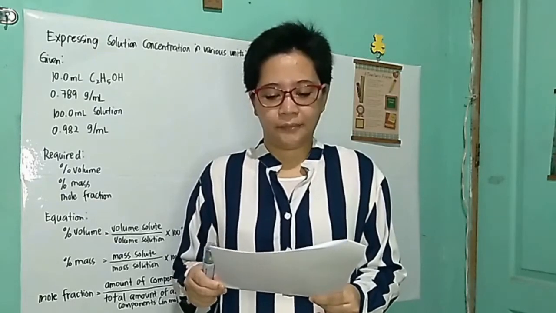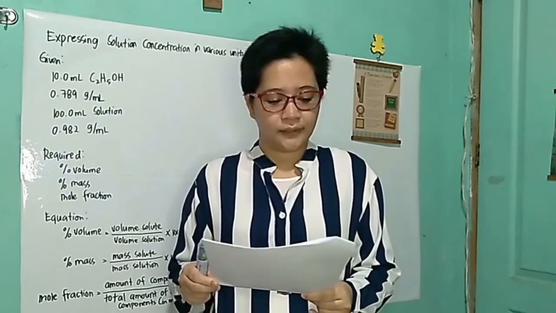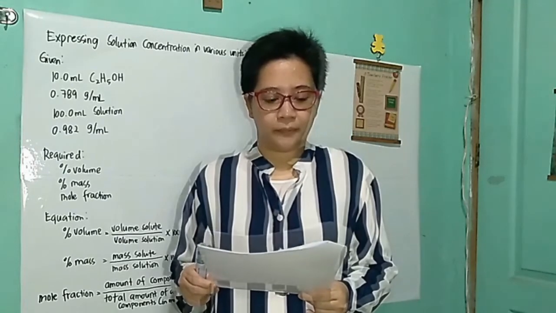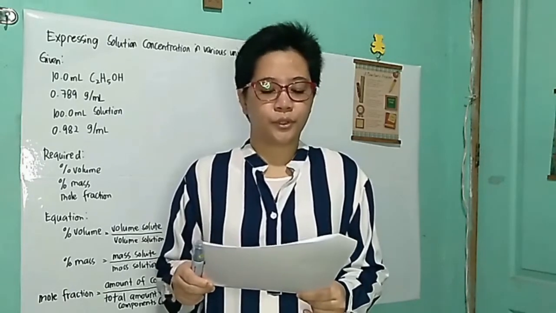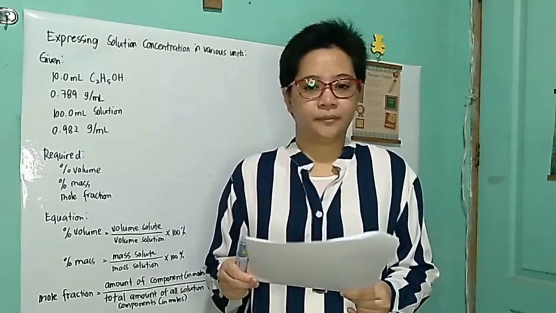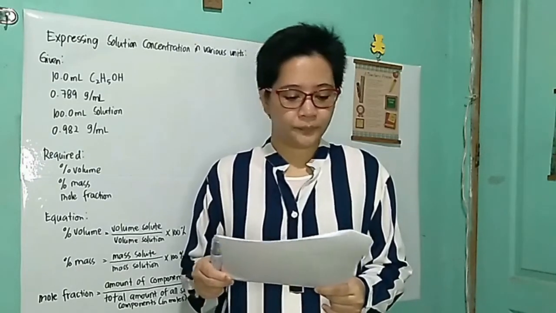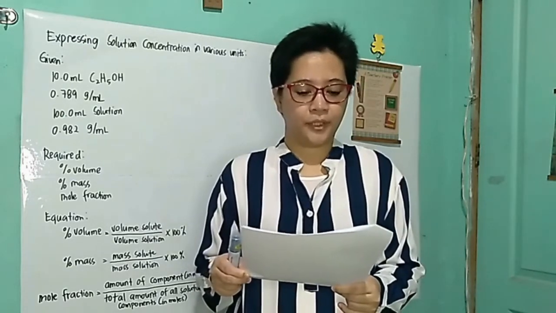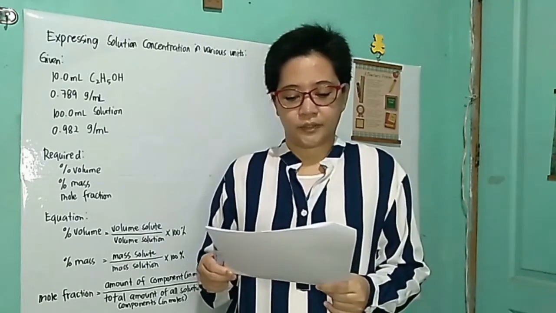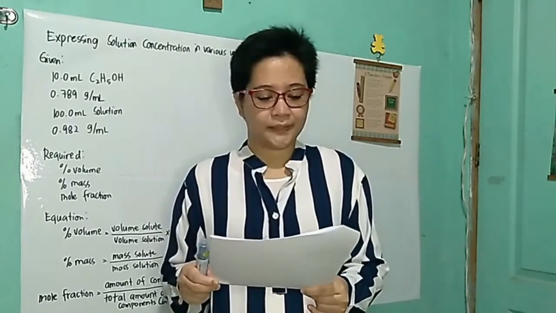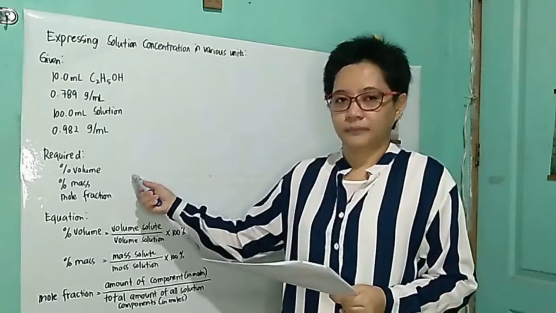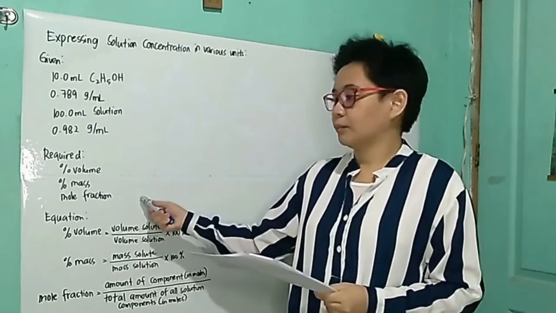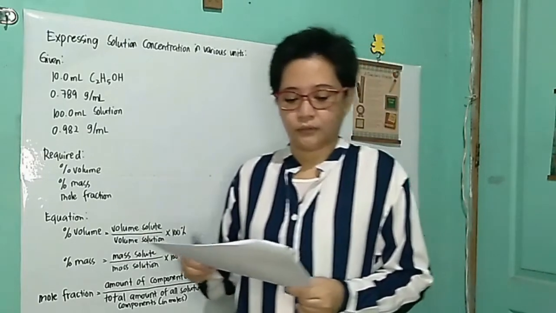An ethanol-water solution is prepared by dissolving 10 milliliters of ethanol with a density of 0.789 gram per milliliter in a sufficient volume of water to produce 100 milliliters of a solution with a density of 0.982 gram per milliliter. What is the concentration of ethanol in this solution expressed as volume percent, mass percent, and mole fraction?